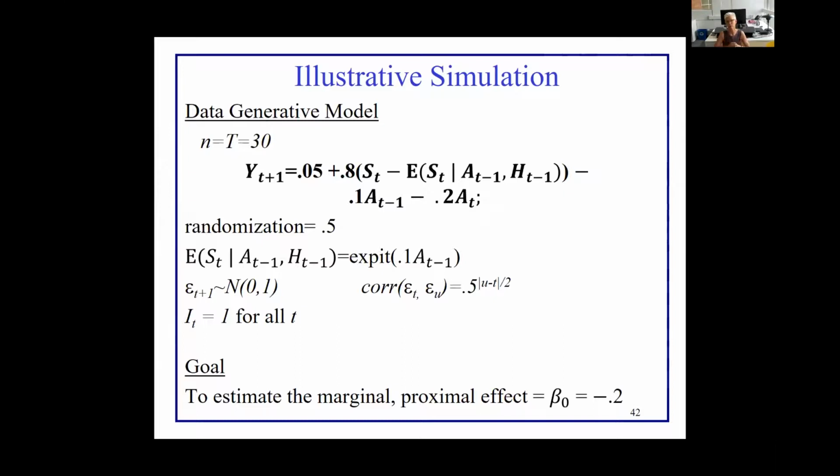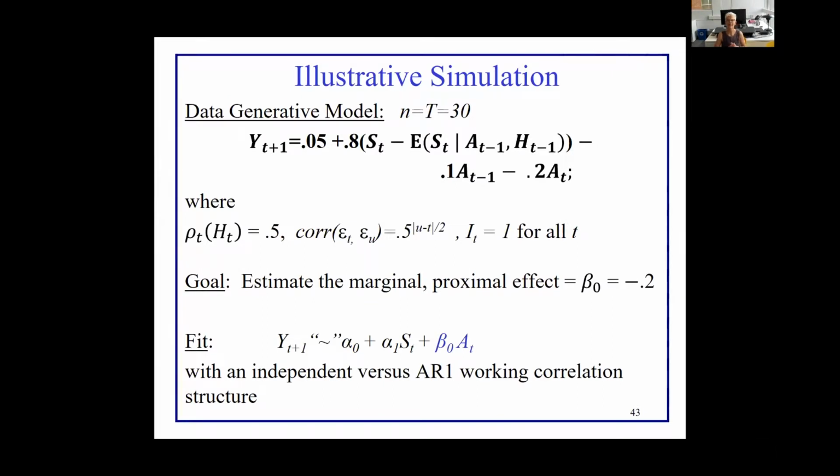Now, there's two ways we could analyze this. We could try to somehow take into account the fact that we know that the outcome Y has residuals which are correlated within a person across time. Or we could use the approach we've given to you. Again, I left off my error term. It's really quite appalling. See at the very bottom, you see what we're going to fit. But we're going to use either an independent or an AR1 working correlation structure here.